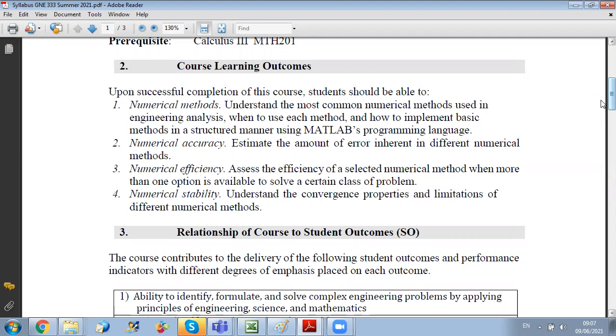Finally, we will go over numerical stability to understand the convergence properties and limitations of different numerical methods. You have methods that always converge, while others can give you divergent results. So we will learn which methods will always converge and which might not converge.